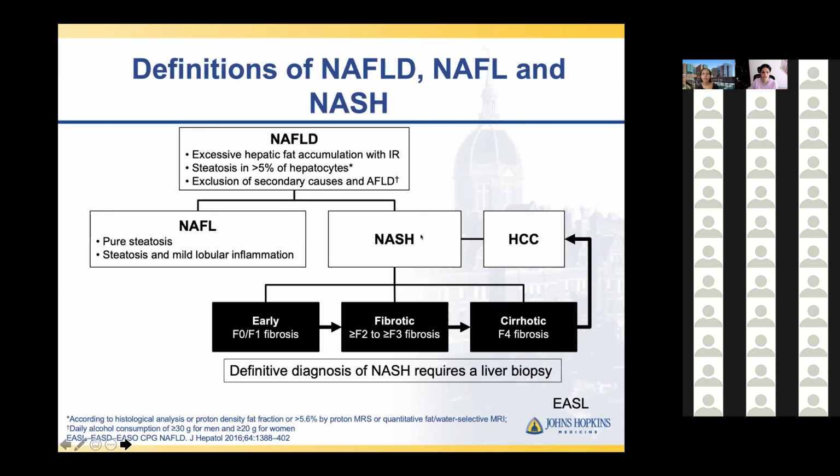So we worry about patients with NASH because they can progress to developing fibrosis, cirrhosis, and its associated complications, including the development of decompensation and hepatocellular cancer. The definitive definition of NASH does require a liver biopsy. So we'll discuss in many of the clinical trials, liver biopsy is the gold standard endpoint that's used.